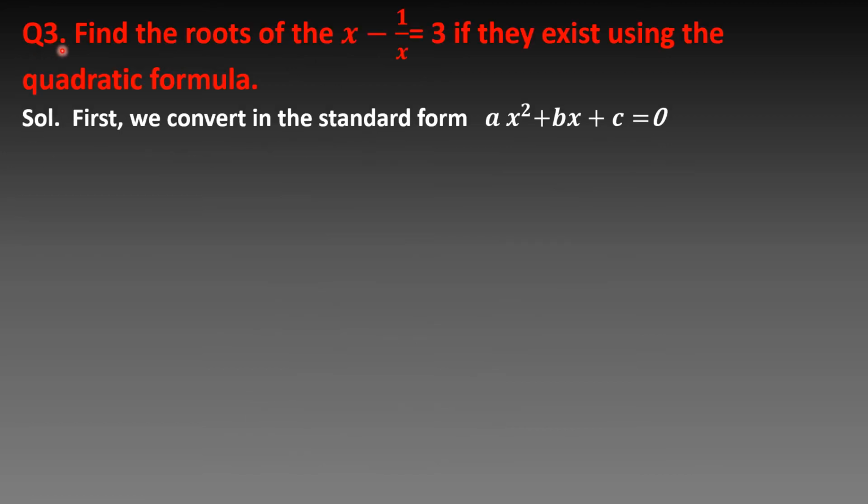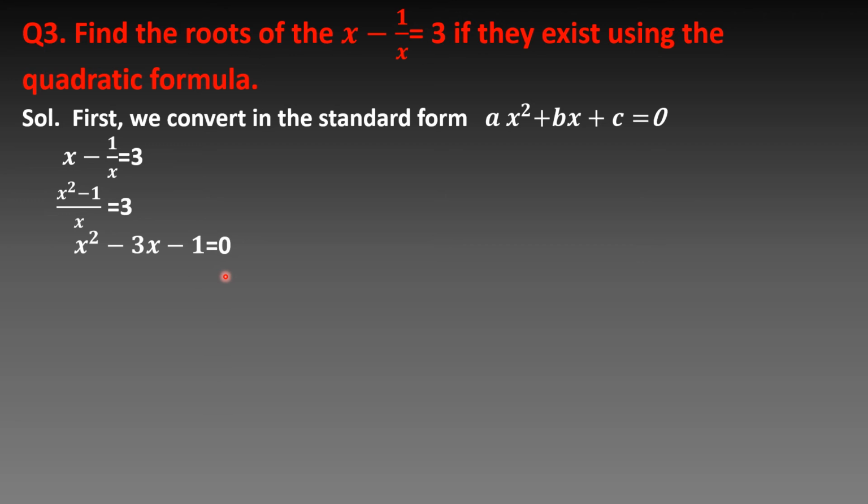So let us come to question number 3. Find the roots of the equation x minus 1 upon x equals 3, if they exist, using the quadratic formula. In that case, the given equation is not in quadratic form, so we have to convert it into the quadratic form. First of all we convert it into the standard form of quadratic equation, which is ax square plus bx plus c equals 0. On solving and taking LCM, we get the quadratic equation x square minus 3x minus 1 equals 0.